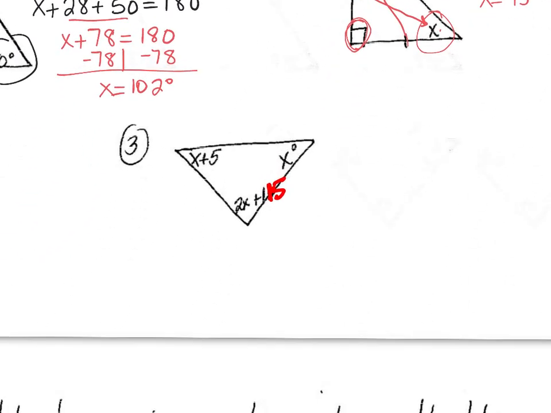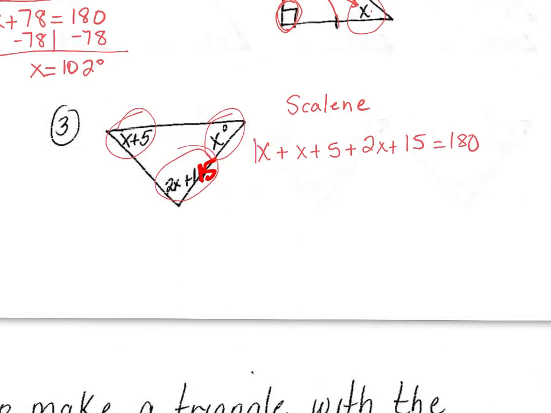Number 3. It has no hash marks on it, so it's, what do all the angles add up to? Well, one angle's x, isn't it? Plus another angle is x plus 5. Plus the other angle is 2x plus 15. That should equal 180 degrees. So he said add like terms. What do you get there? 4x plus, and he said add those, plus 20 equals 180.